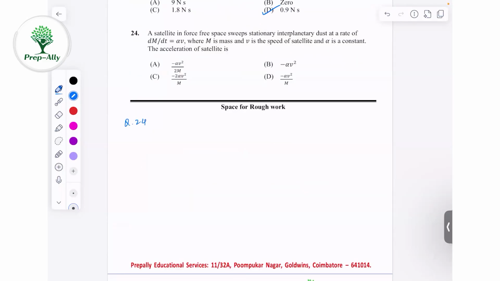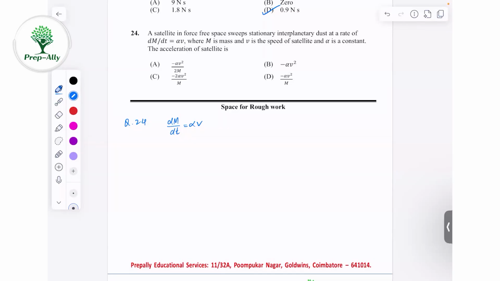Question 24. A satellite in force-free space. So basically, I think it's vacuum. Sweeps stationary interplanetary dust at a rate of dm by dt is alpha into v, where m is mass and v is speed of satellite. Alpha is some constant. So what is the acceleration of satellite?